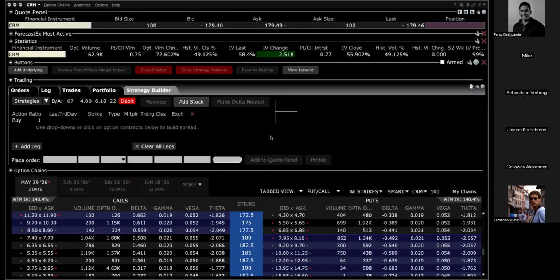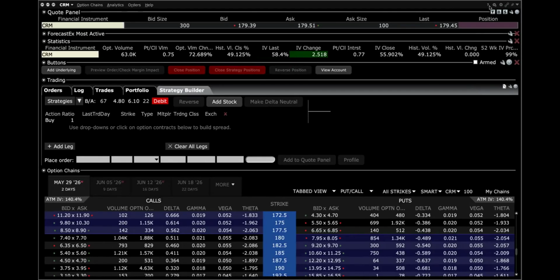Now, if you're like me, you're more risk averse, and you're probably going to think about waiting until after the binary event passes by, because as you can see, the IV is 58.4%, and the historical for the past year is 49%. And if you look at the IV for this week, the current IV for Friday is 140%, meaning that after the binary event of earnings passes by, IV will crush down.